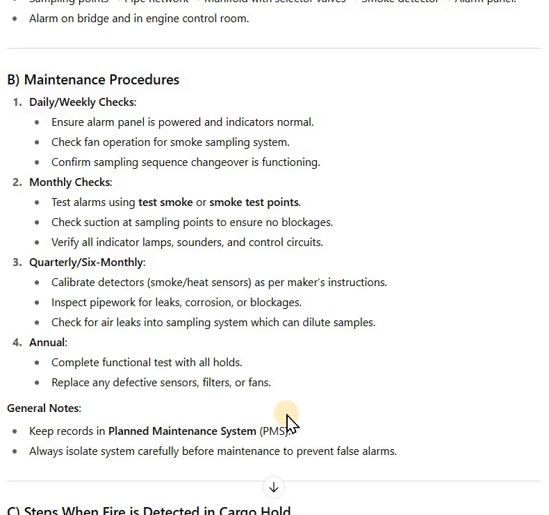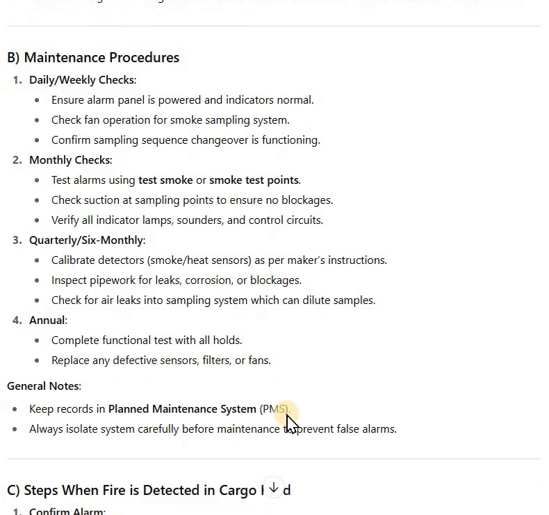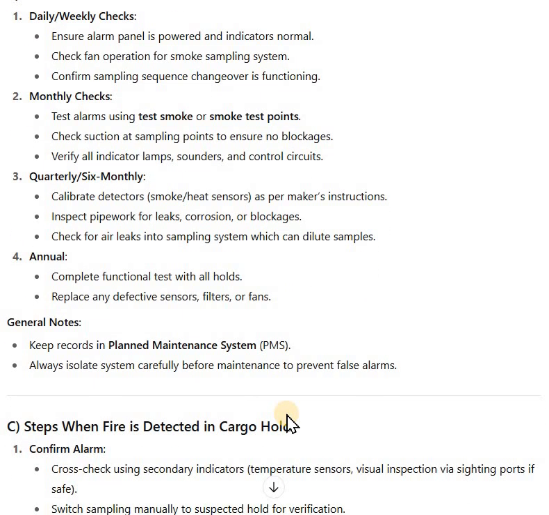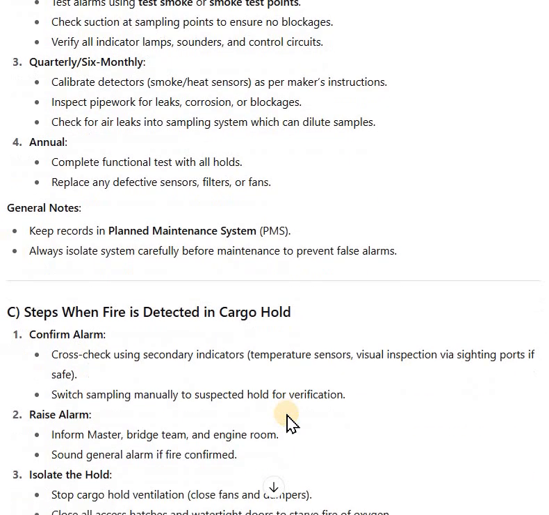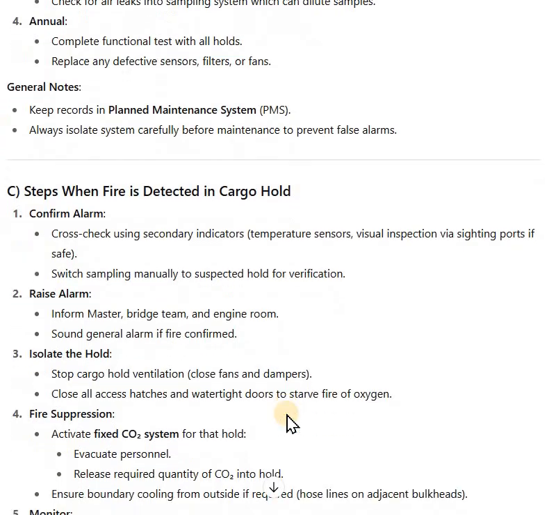Inspect pipework for leaks, corrosion, or blockages. Check for air leaks into the sampling system which can dilute samples. Annual: complete functional test with all holds. Replace any defective sensors, filters, or fans. General note: keep record in the PMS. Always isolate the system carefully before maintenance to prevent false alarms.